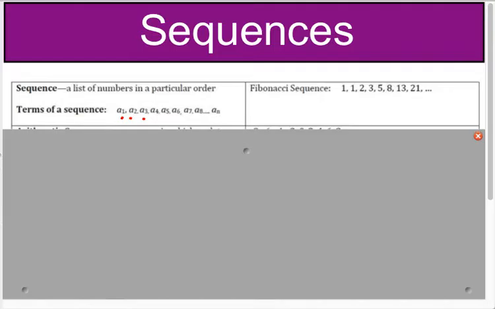The key with the Fibonacci sequence is you take any term, take 5. 5 is the sum of the previous two terms. 2 plus 3 is 5. It always starts out 1, 1. So let's say 3. The previous two terms are 1 and 2. 1 plus 2 is 3. The Fibonacci sequence.